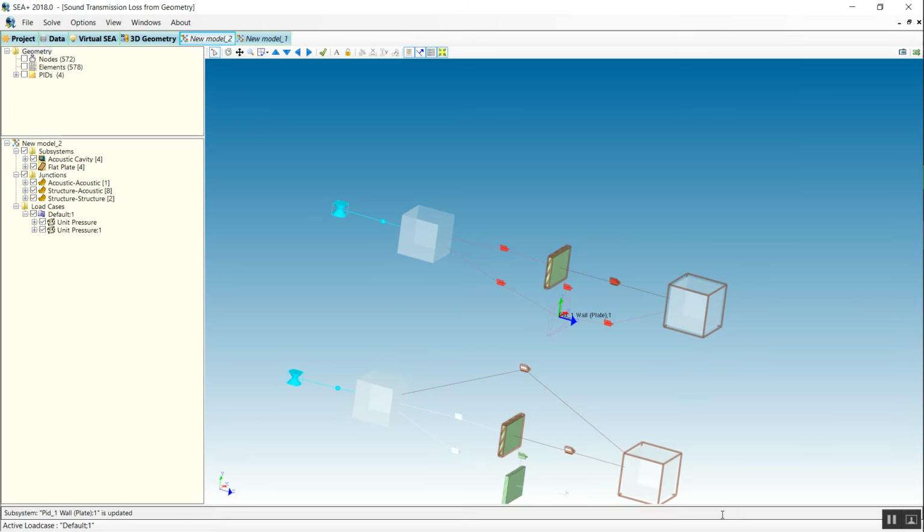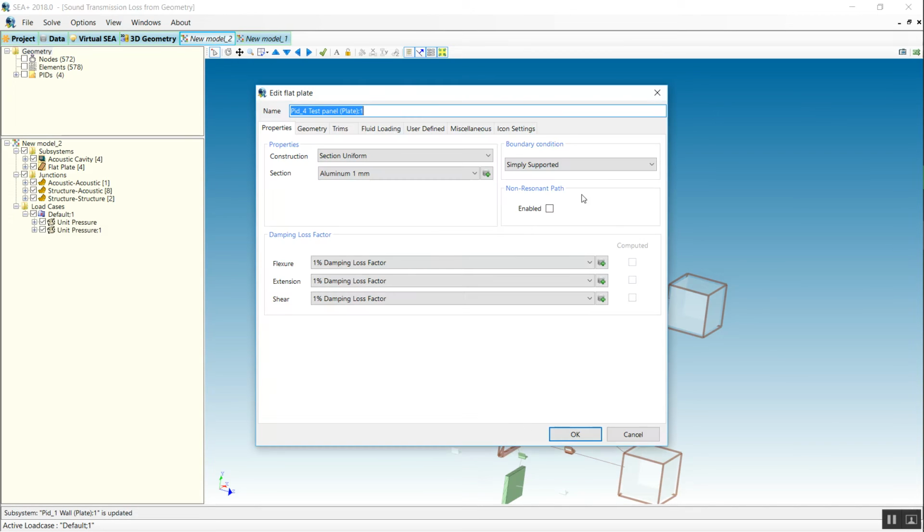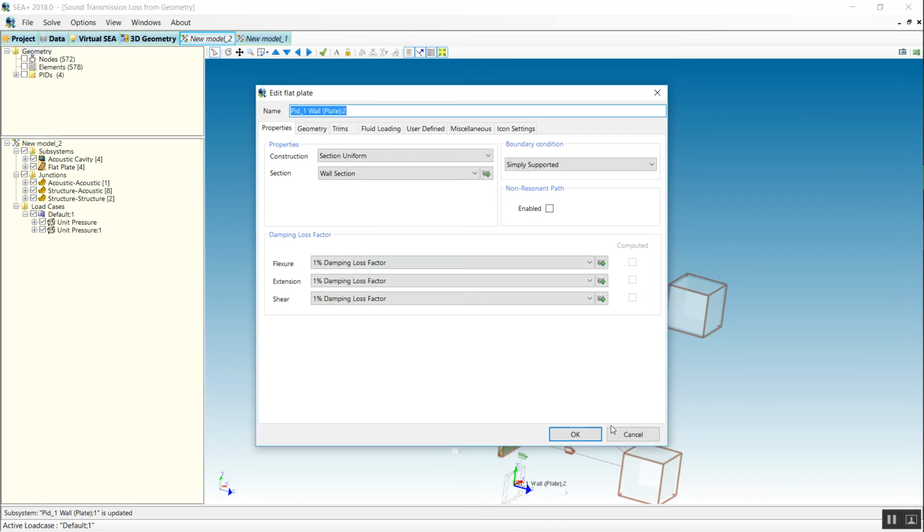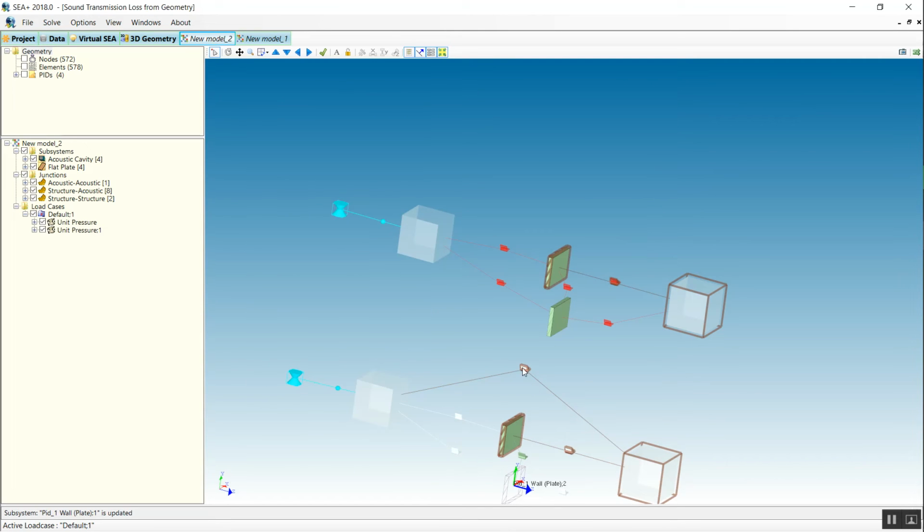And in the second model, I have disabled the non-resonant path in both panels. You can see, and enable an extra connection directly connecting the two cavities, which is the well-known Maslow connection. That here, the non-resonant energy as resonant energy between the two cavities.